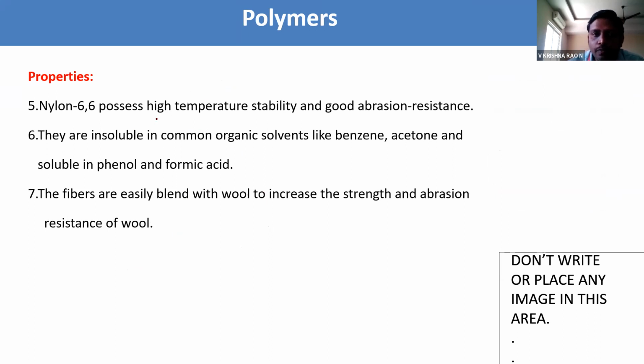Nylon 6,6 possesses high temperature stability and good abrasion resistance, which means a smooth surface. It is insoluble in common organic solvents like benzene and acetone, and soluble in phenol and formic acid. Fibers are easily blended with wool to increase the strength and abrasion resistance of the wool.